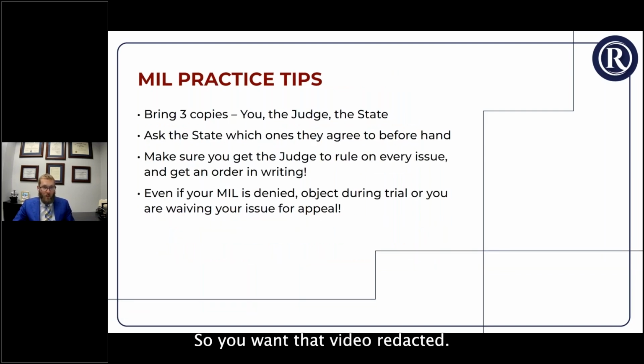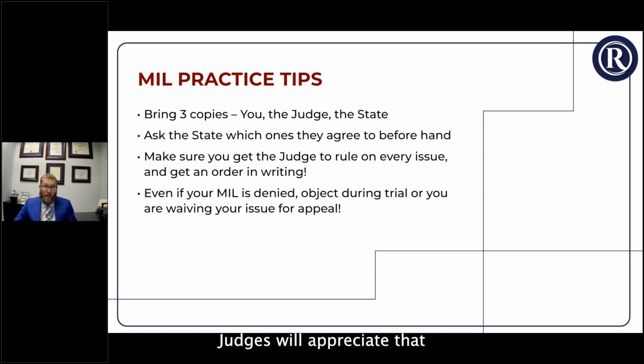Let's talk about some practice tips for motions in limine. I always recommend bringing at least 3 copies: one for you, one for the judge, one for the state. If you have a trial partner, you want to bring one for your trial partner so that they can mark along as to how each number was granted or denied. You want to try to ask the state which ones they agree to beforehand. Even if you're asking when the jury's on their way up, try to get some concessions early on.